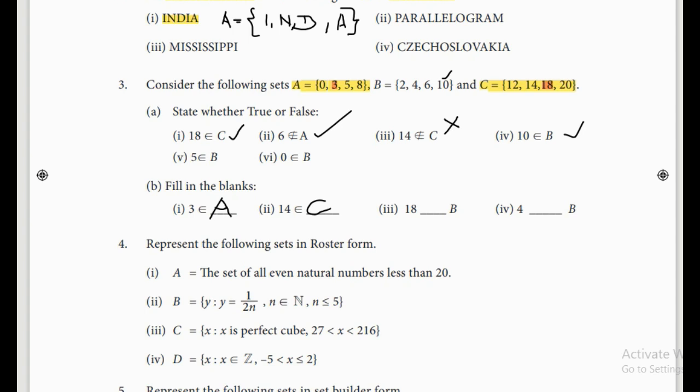So 18 does not belong to B. 4 belongs to B? Look at 4 in B. Yeah, here it is in B. You have 4. So we can say 4 belongs to B. Clear?